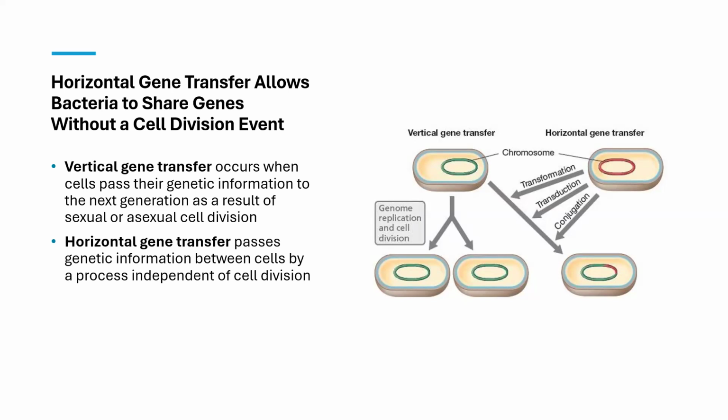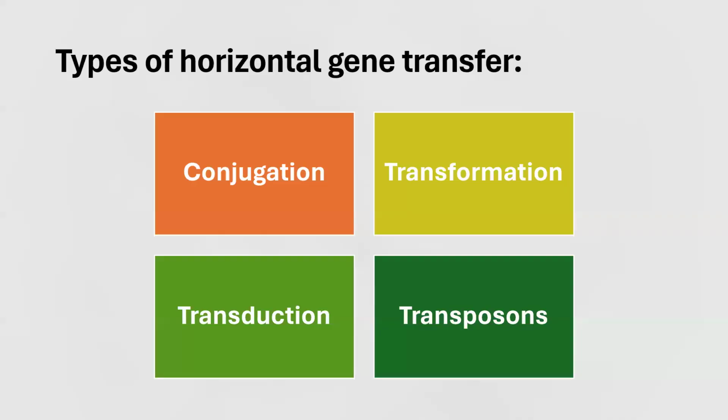It comes in a couple formats: transformation, transduction, conjugation, and then this other form, which is facilitated by something called transposons. And so here we go, our four types: conjugation, transformation, transduction, and transposons.